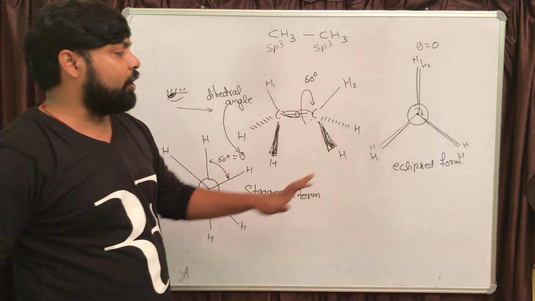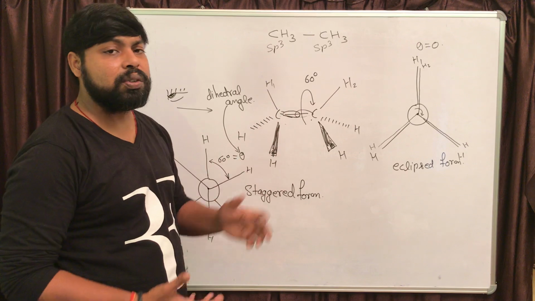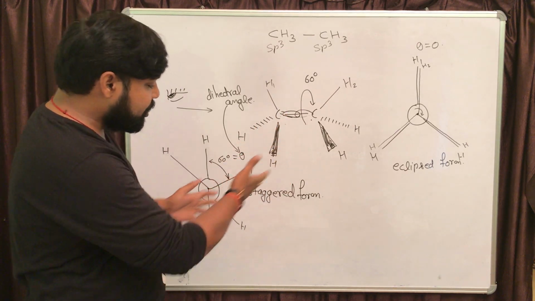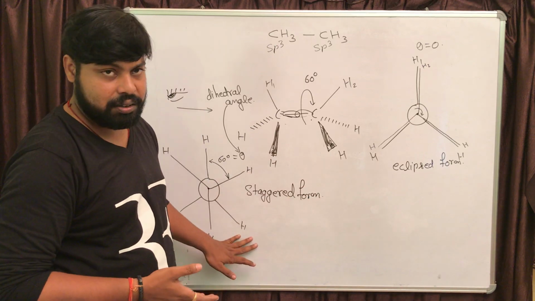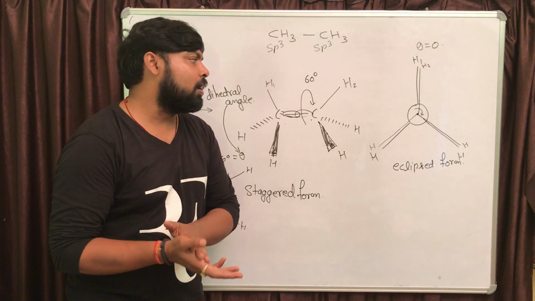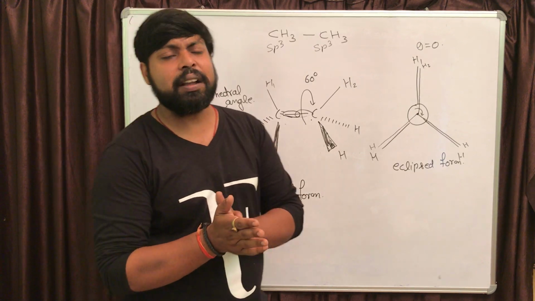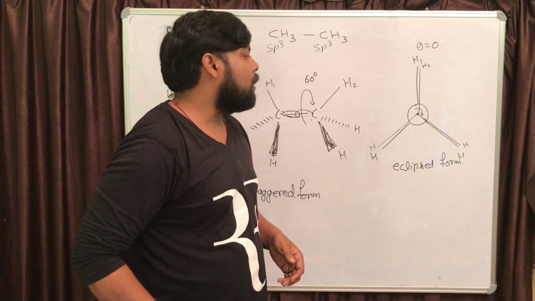These are the two different structures that we are getting by rotation around a single covalent bond. So these two structures are known as conformers. These are having particular names, staggered and eclipsed. Let us discuss something about their stability and energies.